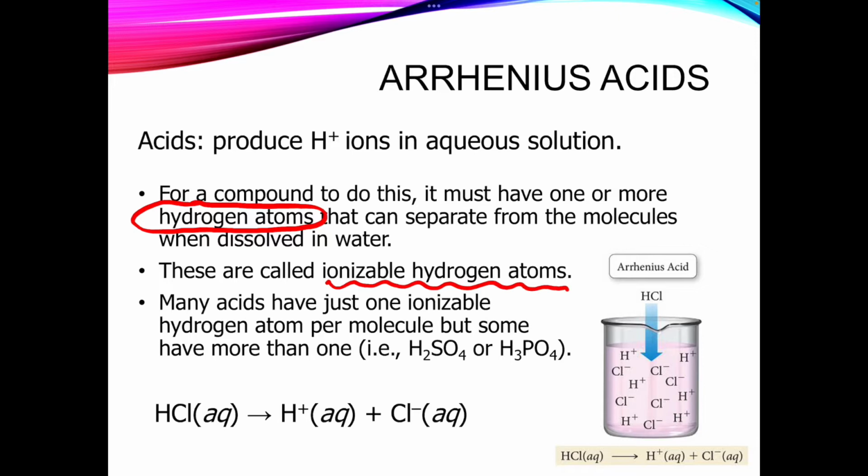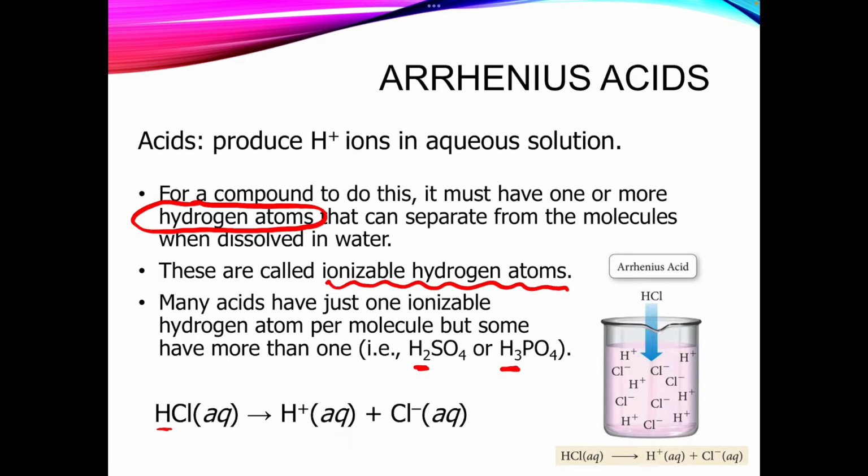So a lot of acids will have just one ionizable hydrogen. Sometimes they have more than one. Mostly they'll just have one though. But if they have more than one, it's going to look like this. So here's H2SO4 or H3PO4. Again, we recognize acids because they will have an H in the front. That's how we are going to recognize an ionizable hydrogen. So these are hydrogens that can come off when we put them in water.